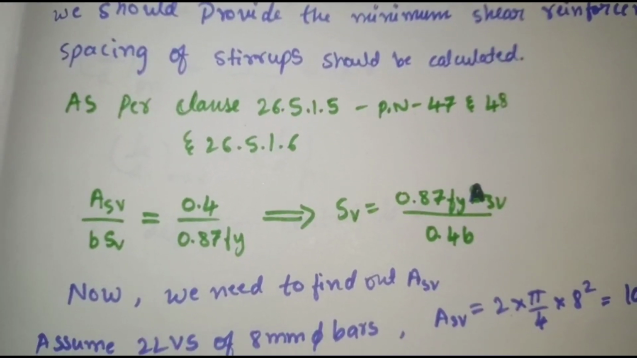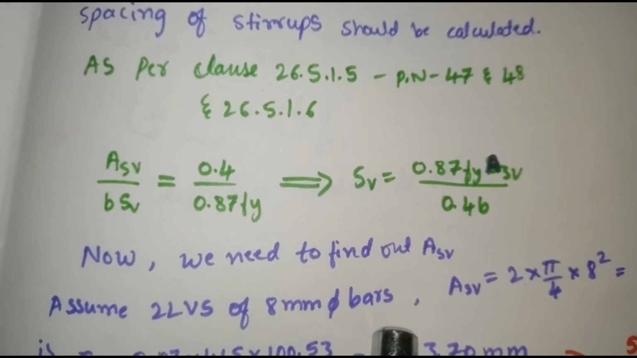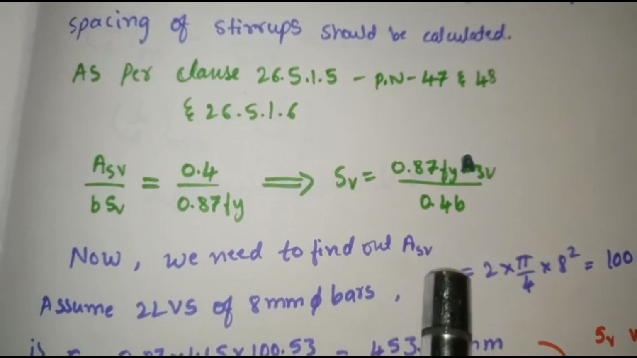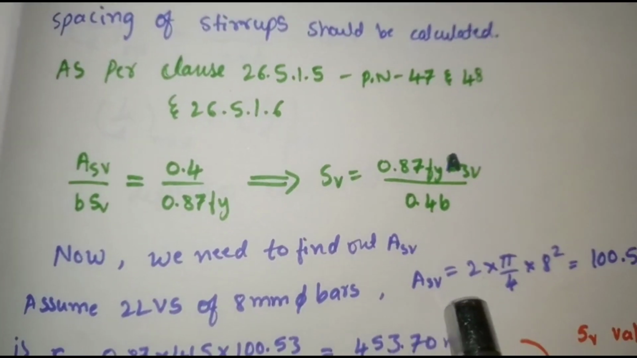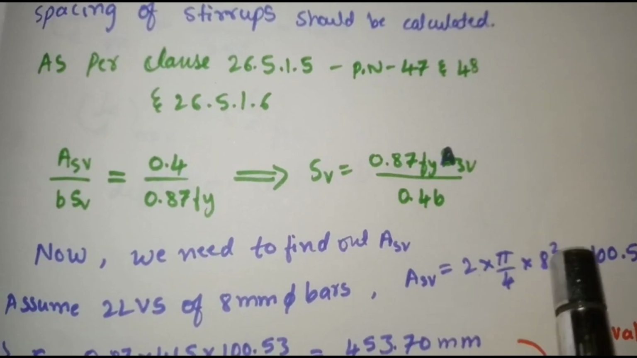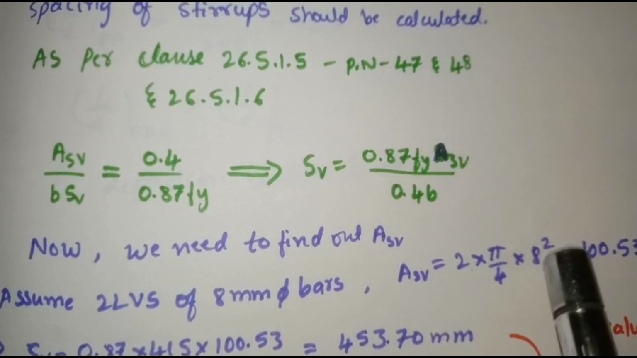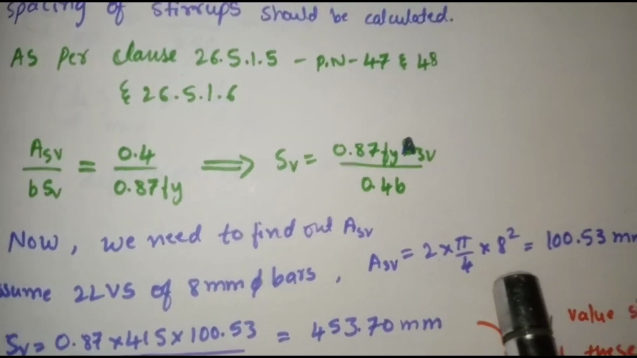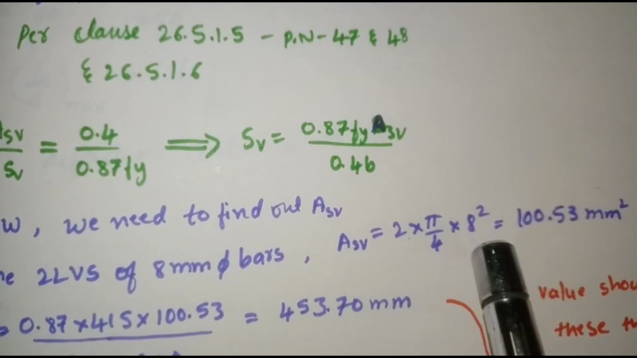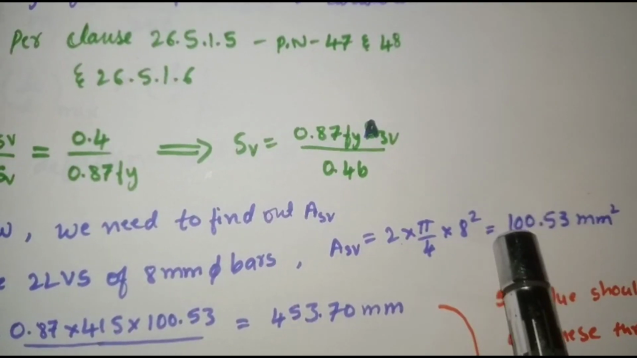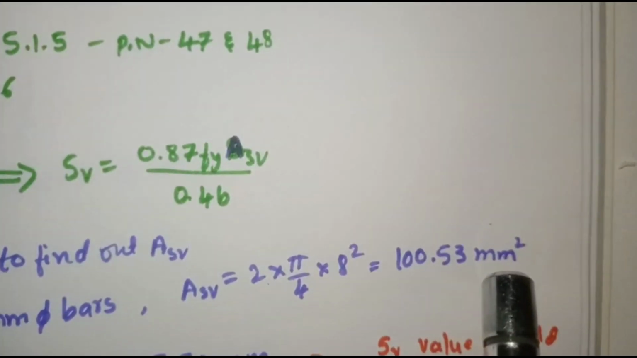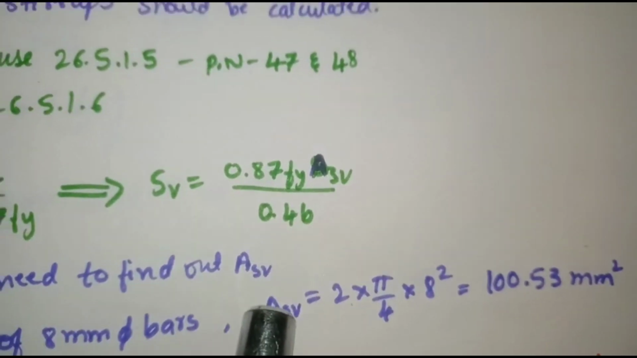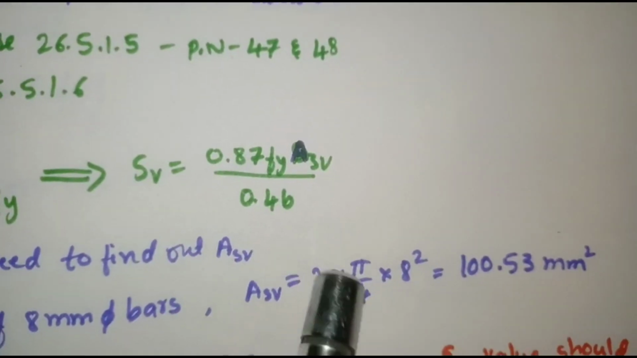So for that again we need to assume the number of bars, that is 2-legged vertical stirrups of 8 mm diameter bars I am assuming. So to find out the ASV, ASV is equal to 2 into pi by 4 into 8 square, that is diameter. I have taken 8. So substitute all the values. After simplifying we'll get our ASV value as 100.53 mm square.